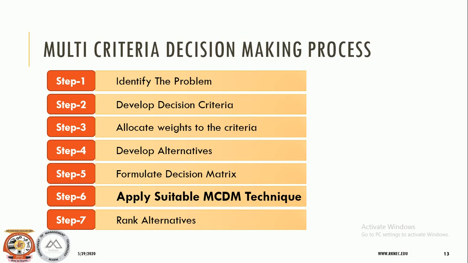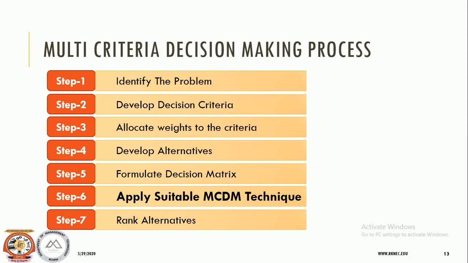We are having thousands of MCDM techniques. We need to identify the best suitable one, and we can apply that technique to the given decision matrix, and then we will be getting out the best alternative for our own decision making process. And the final step will be the ranking of alternatives.